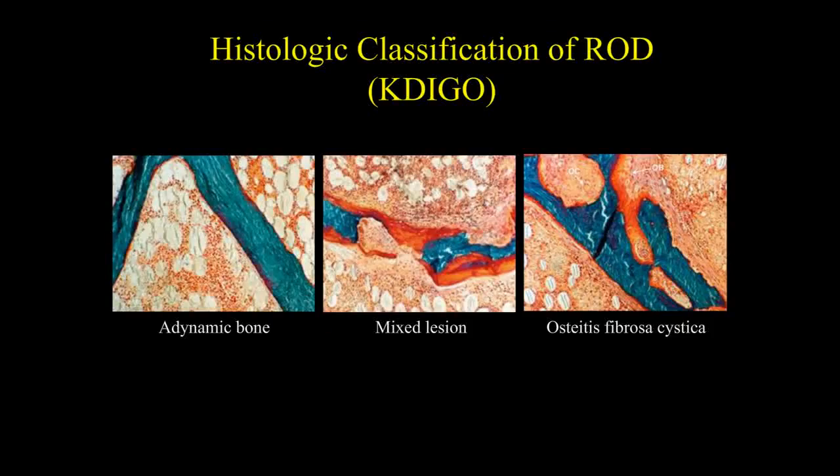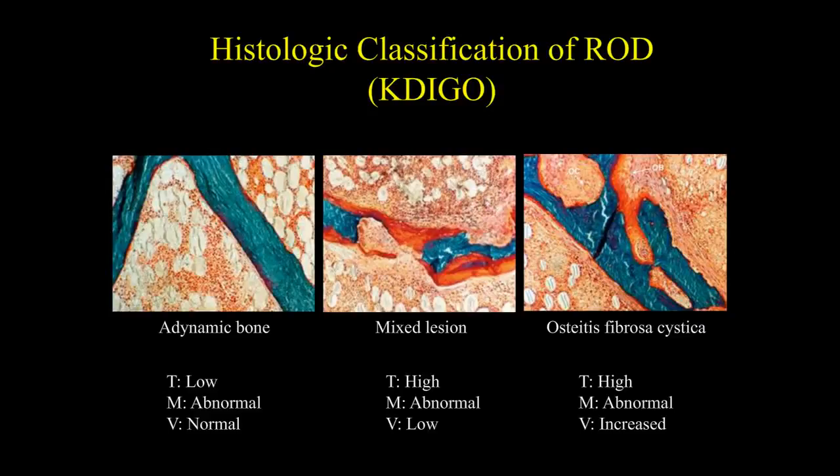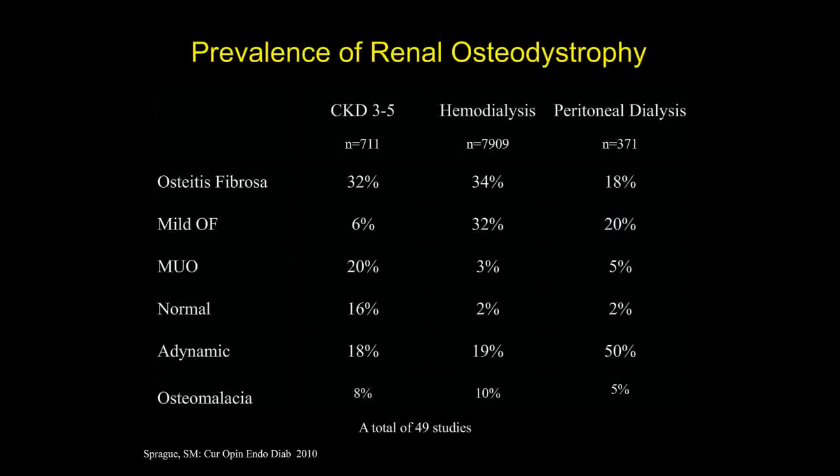If we look at the biopsies we had earlier, if you look at an adynamic bone here, this one could be either low turnover, abnormal mineralization, because there's no mineralization, and normal volume. The mixed lesion has high turnover, abnormal mineralization, because there's too much osteoid being laid down that's not being mineralized, in low volume. And the osteitis fibrosa cystica would be a high turnover, again abnormal mineralization, but bone volume is actually increased. Well, we are using this to help classify.